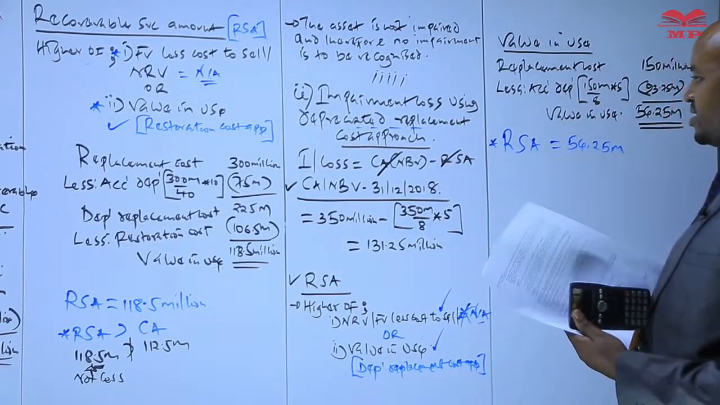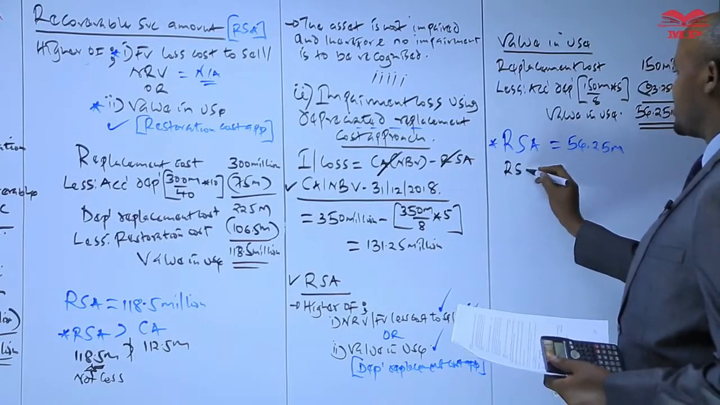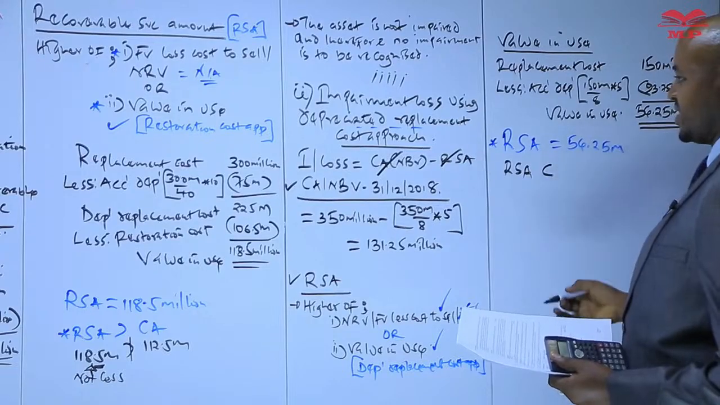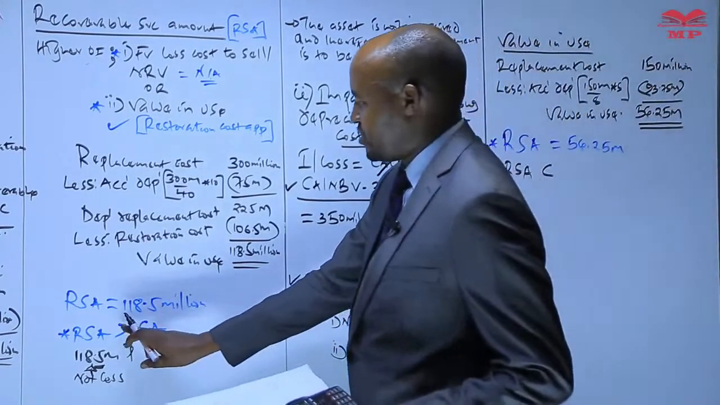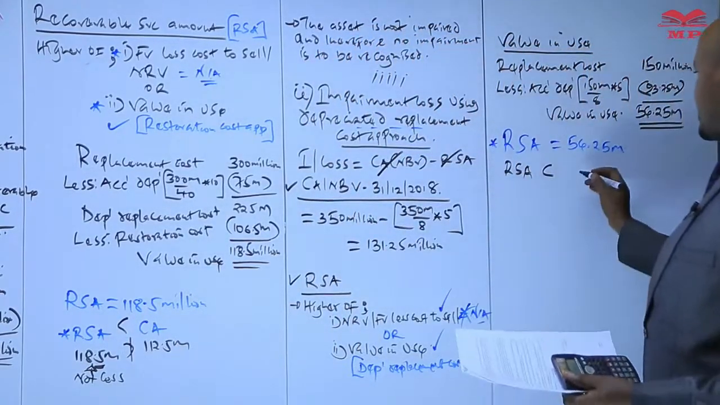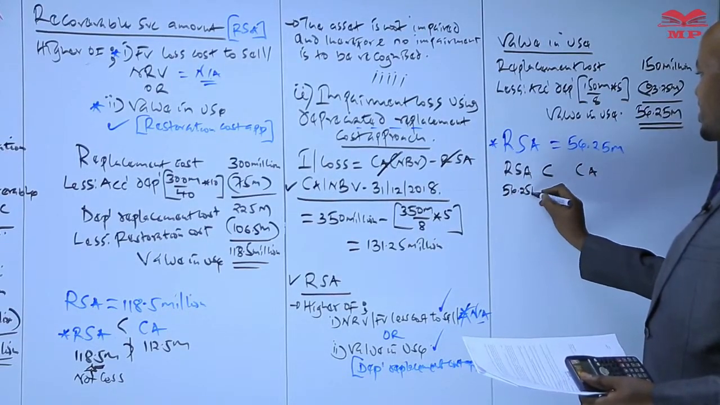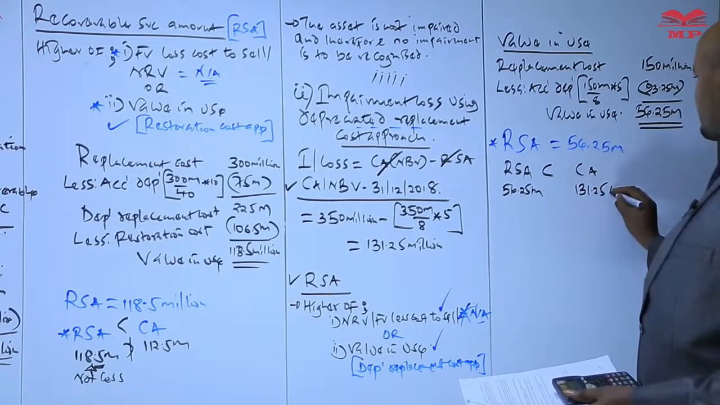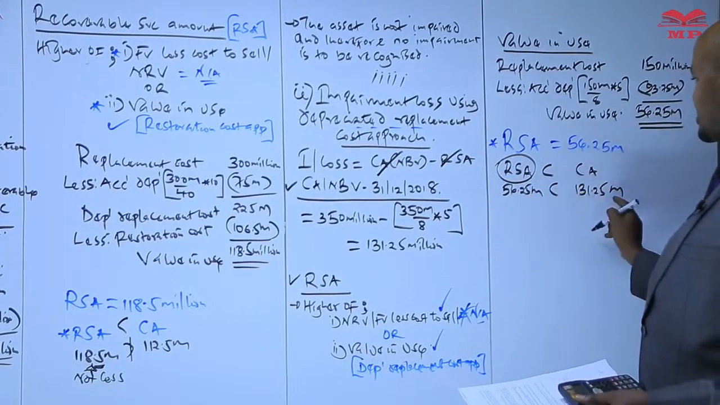Having that, we then need to determine whether our asset is impaired or not by checking whether the recoverable service amount is less than the carrying amount. The recoverable service amount is 56.25 million. What about the carrying amount? It is 131.25 million. So in our case, the recoverable service amount is less than this one.